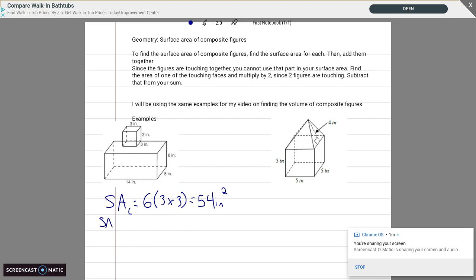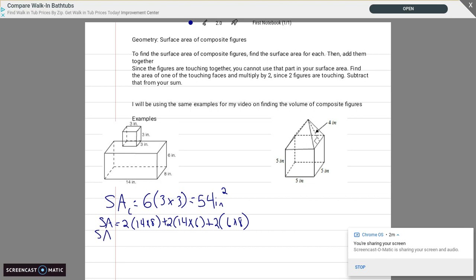The surface area is going to be 2 times one of the faces. We'll do 14 and 8 first. It doesn't matter what order you do. Add that to another face, 14 times 6, and the last face, which is 6 times 8. When you're finding the surface area for prisms, make sure you use each number twice. That's how I make sure I've done this correctly.